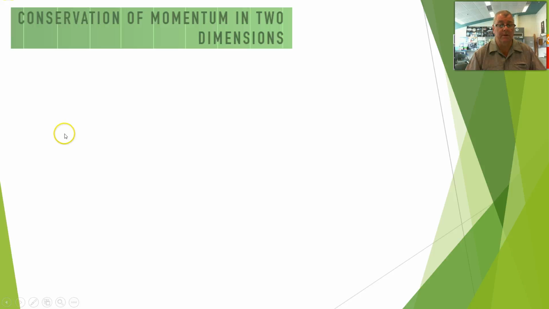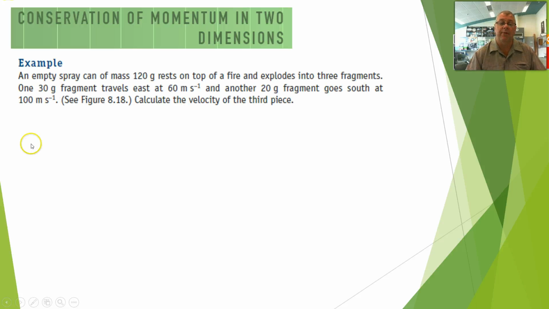Now, conservation of momentum in 2 dimensions is something we didn't do in physical science. It gets a little bit more complicated because it involves a little bit of maths. Here's an example, and this is not recommended, do not do this at home. An empty spray can of mass 120 grams rests on top of a fire and explodes into 3 fragments. One fragment, so we're told all the information, the 30-gram fragment travels to the east at that velocity, a 20-gram fragment moves south at that velocity, and then you've got to work out the third piece.